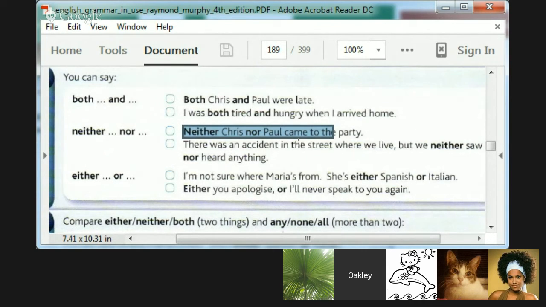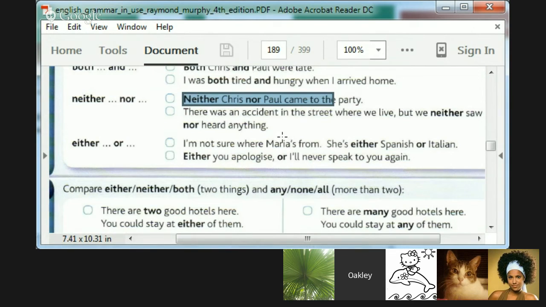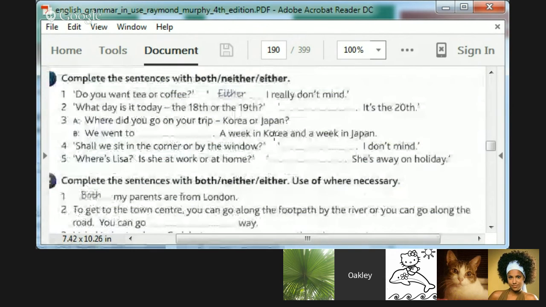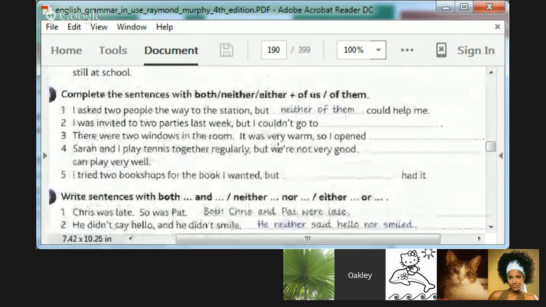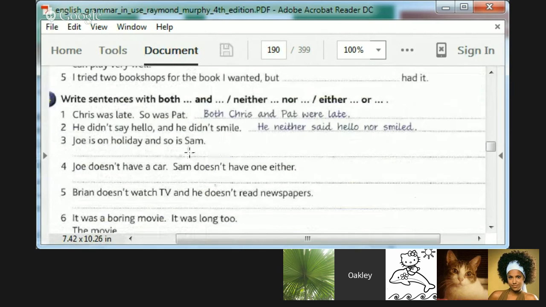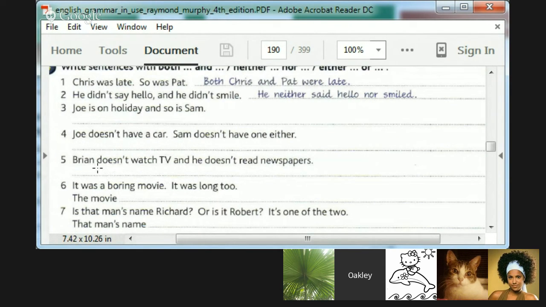Okay, neither Chris nor Paul came to the party. Well, that doesn't matter. Paul came to the party. They came to the party. That doesn't help at all. Okay, I just wanted to check something. I think has is better. Neither this one nor that one has a car. I think has. He has a car or doesn't have a car.